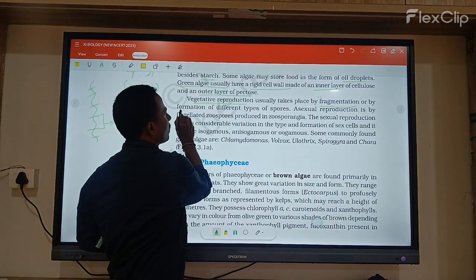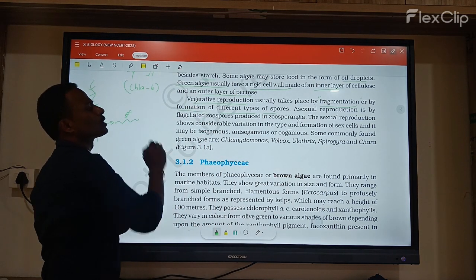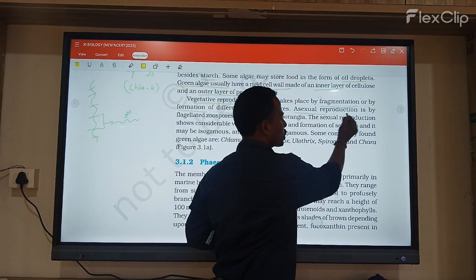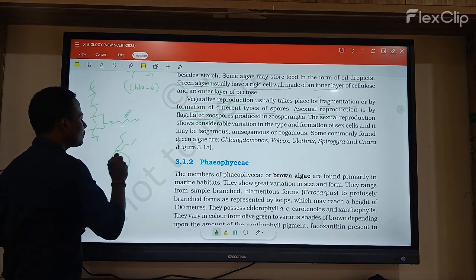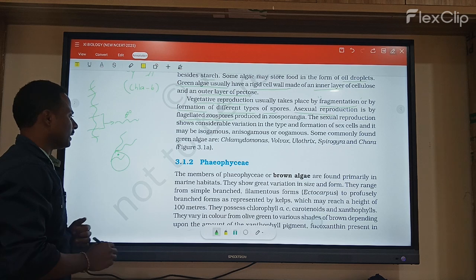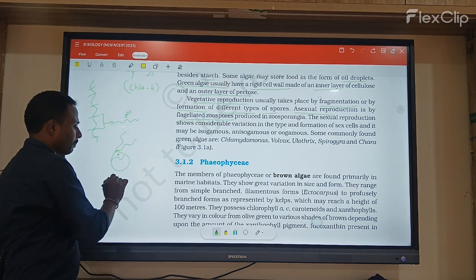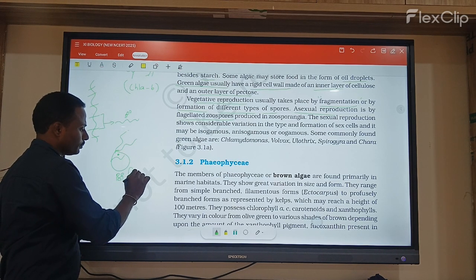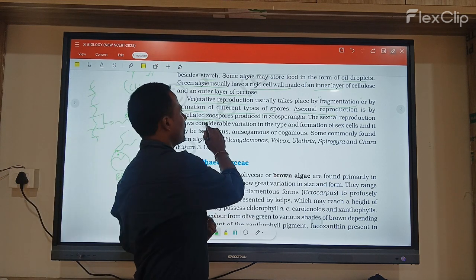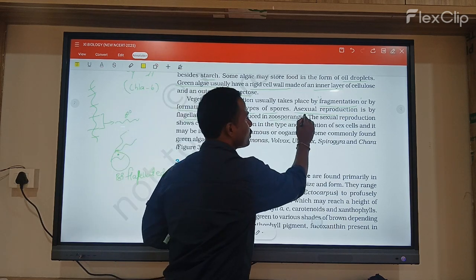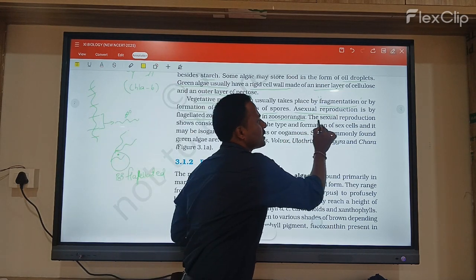Reproduction can also occur by the formation of different types of spores. Asexual reproduction takes place by biflagellated zoospores. How many flagella are present? Two flagella are present. It is the biflagellated zoospore, and the zoospores are produced by zoosporangia.